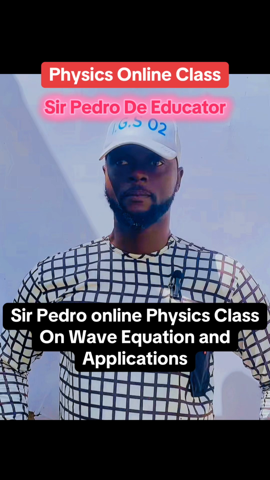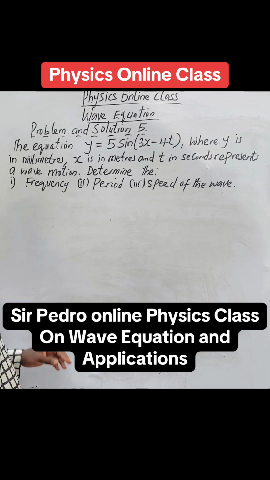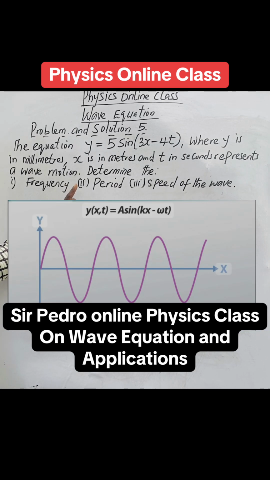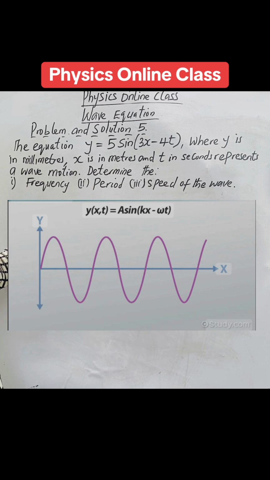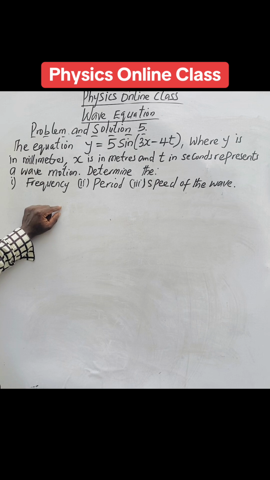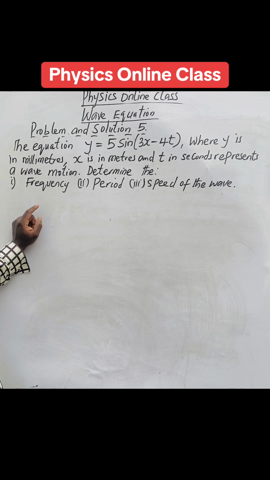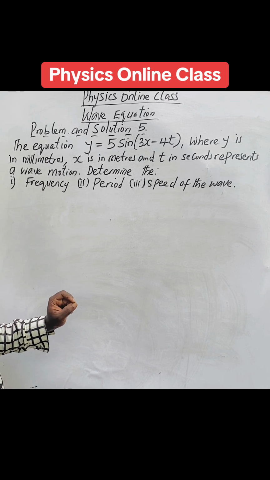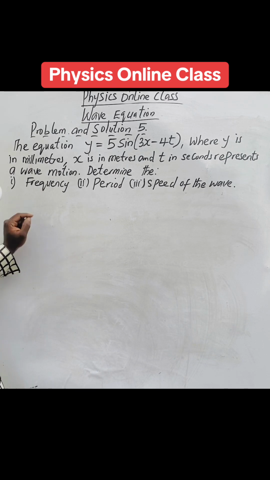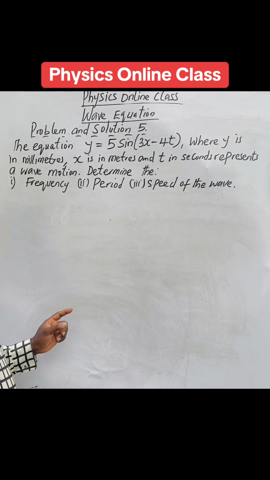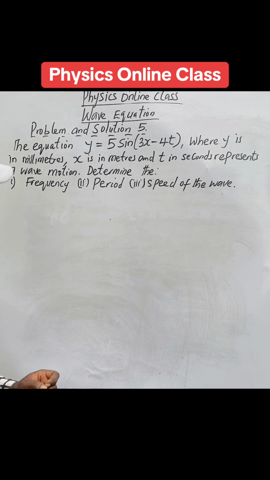Okay, let's check this one again. The question says the equation y equal to 5 sine (3x minus 4t), where y is in millimeters, x is in meters, and t in seconds, represents a wave motion. Determine the frequency, the period, and speed of the wave. All right? So this is a special one. So listen, everyone. Let's go.